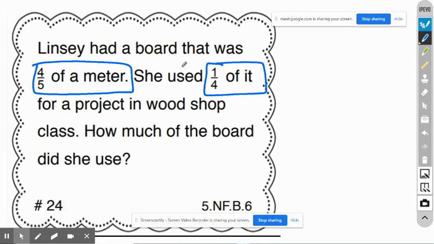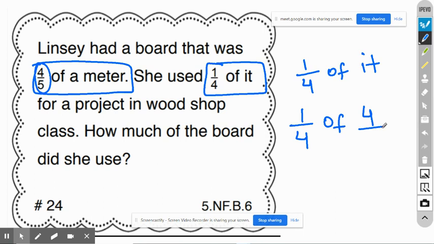What operation would you use? And I would write 1/4 of it. Who can tell me what that "it" is? 1/4 of what? What did she use? 1/4 of what? Alice. So I would write 1/4 of 4/5. And we know what to do when we have that "of."